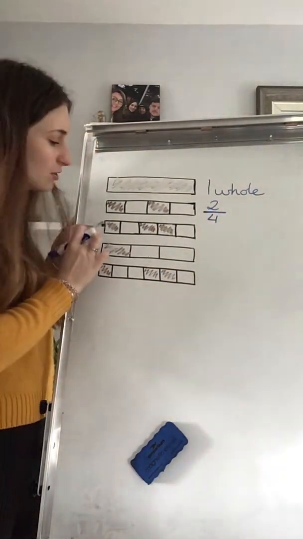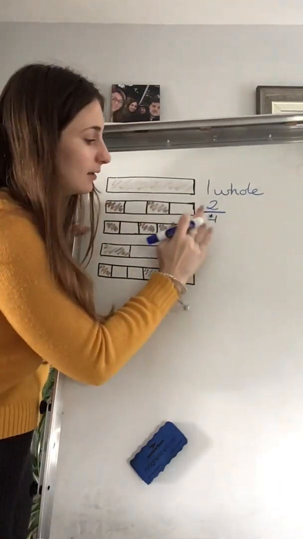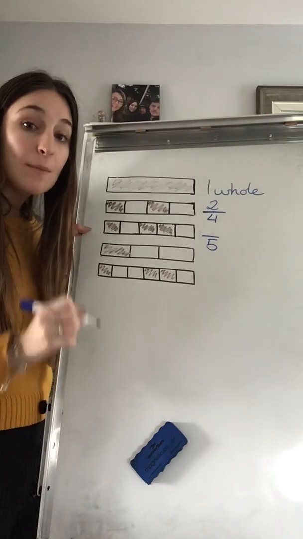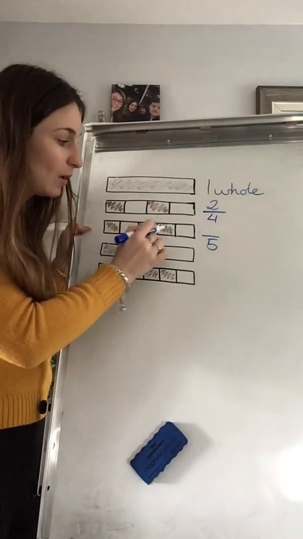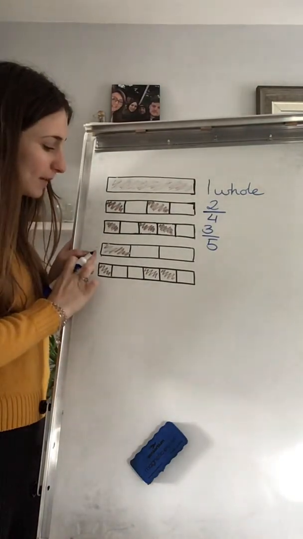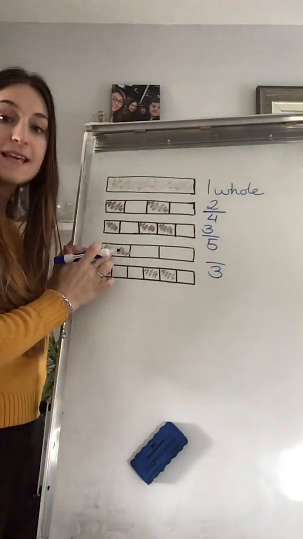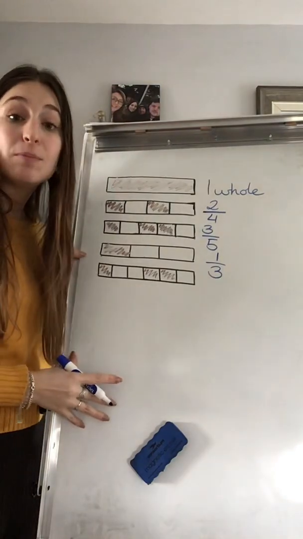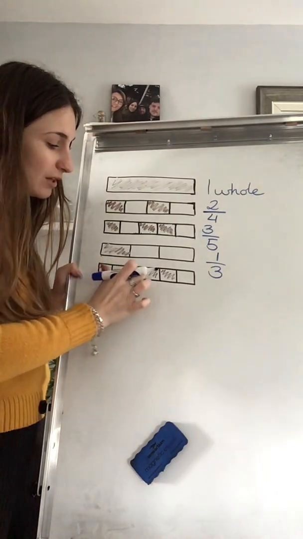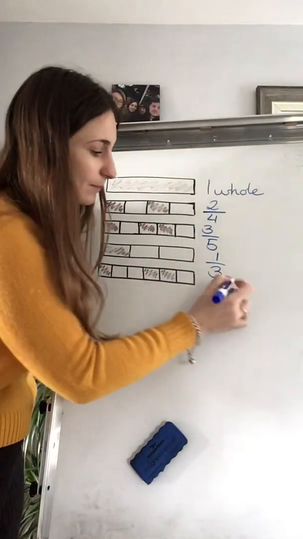Let's go to my next fraction. I have 1, 2, 3, 4, and 5. So I have something that is split into 5 equal parts. Now, how many have I taken? 1, 2, and 3. So I have 3/5. Okay? Let's go to my next one. 1, 2, 3 equal parts, and I have taken 1. So that represents 1/3. And let's do my last one. 1, 2, 3, 4, 5, and 6, and I've taken 1, 2, and 3.